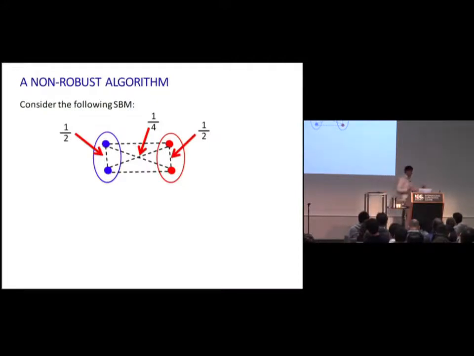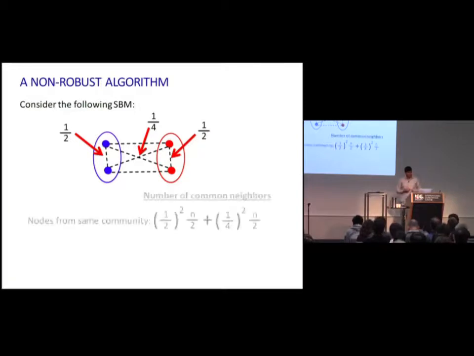Let's start off with a really simple, naive, non-robust algorithm, in some pretty boring case of the stochastic block model, but let's study it anyway, just to understand what these semi-random models do. So imagine we had this type of stochastic block model. We've got our graph partitioned into two communities, blue and red. Every edge within the blue community or within the red community appears with probability half. Every edge between the two communities appears with probability 1/4.